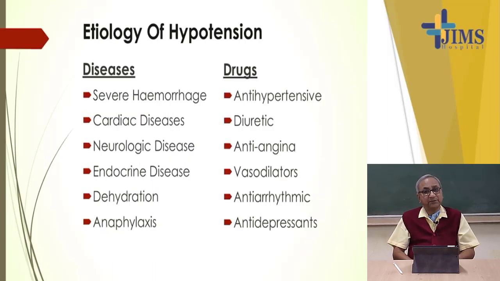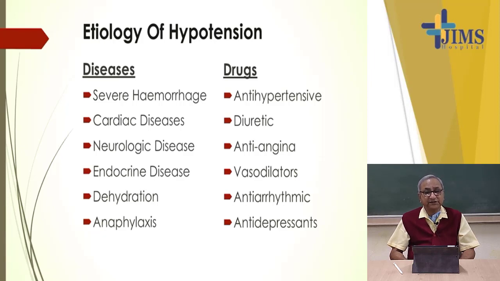What is the etiology of hypotension? There are diseases and there are drugs. In diseases, it can be severe hemorrhage, any cardiac disease leading to cardiac failure, neurologic disease, endocrine disease, dehydration. If the patient is dehydrated, of course, the blood volume decreases, and when the blood volume decreases, there is hypotension, as in heat stroke, and of course in anaphylaxis, allergy.